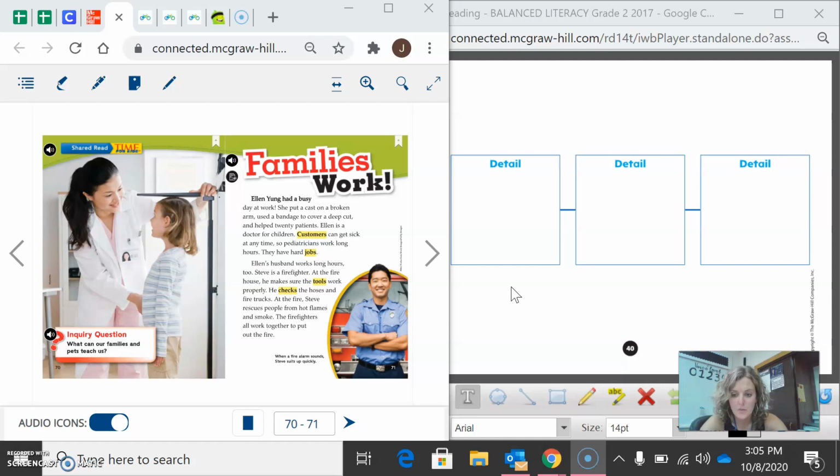Okay, so for this week, our shared read is Families Work. So first you need to listen to this story. If you have not already, you need to pause this video, go to Wonders, and listen to Families Work. After that, we need to go back and reread and find some key details in this story. And then we're going to fill out our graphic organizer.